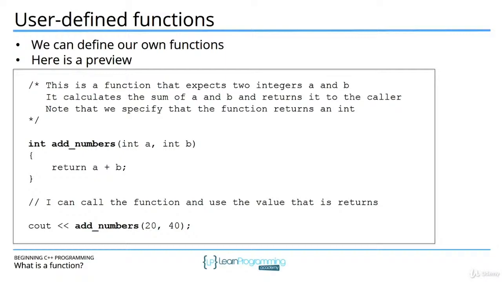Pretty easy, right? Now every time we need to add 2 integers, we can call addNumbers and supply the 2 arguments that the function expects. Then I can do whatever I want with the result I get back. In this case, I'm displaying it.